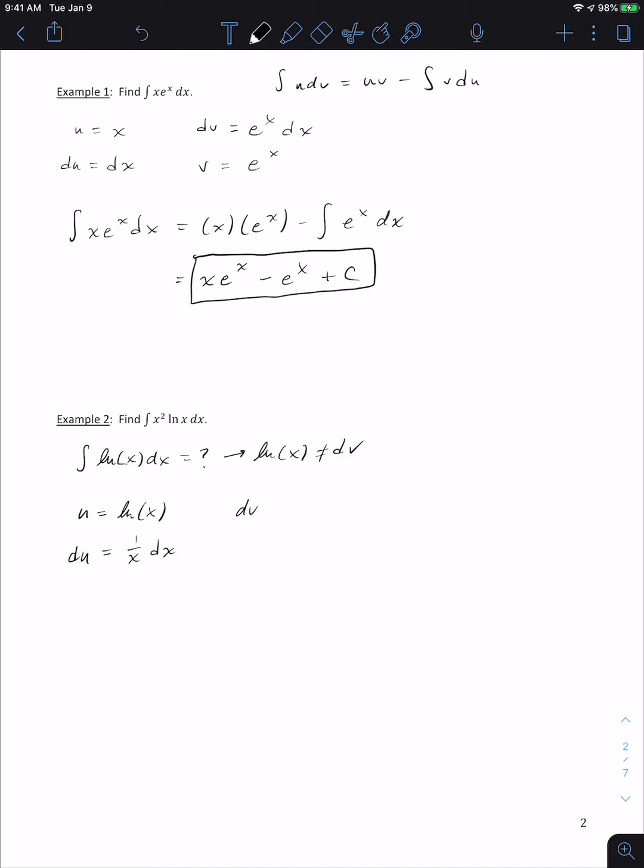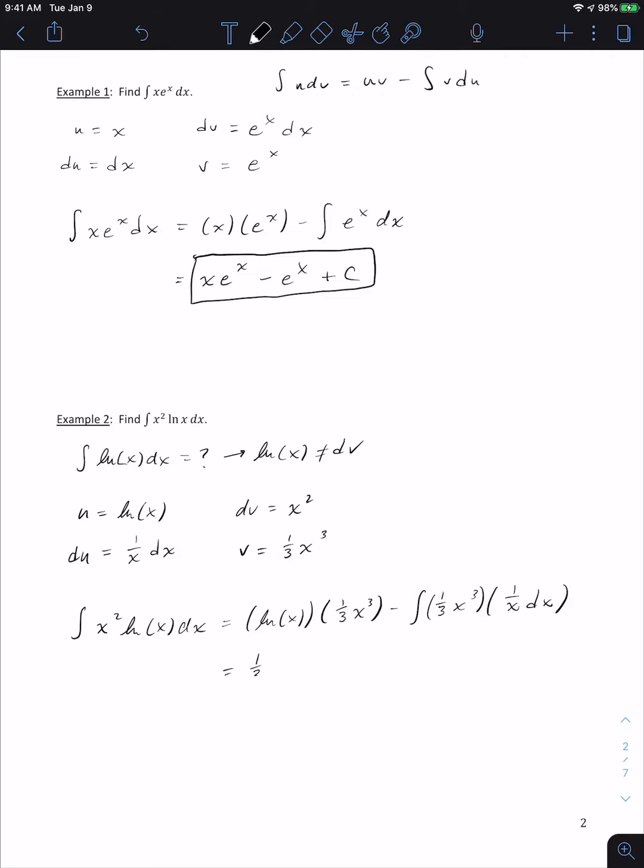And then dv is going to be whatever's left. So the other thing is x squared, and we know how to take the antiderivative of x squared. It's 1/3 x cubed. So now we run with our formula. The integral of x squared times ln of x dx is equal to u times v. So ln of x times v, which is 1/3 x cubed, minus the integral of v, which is 1/3 x cubed, times du, which is 1 over x dx.